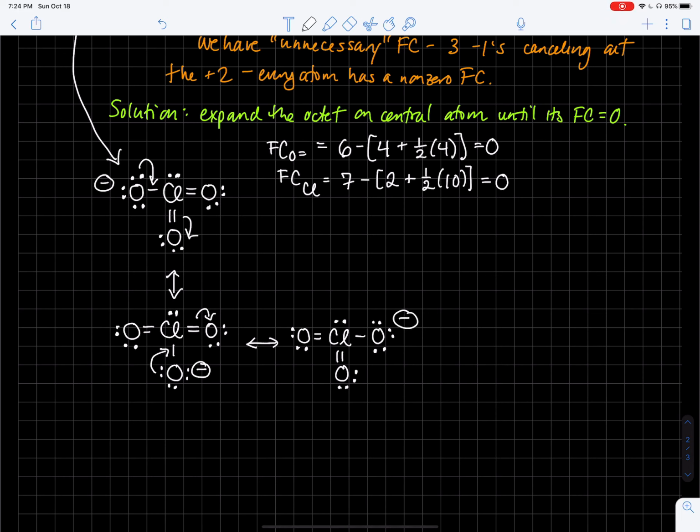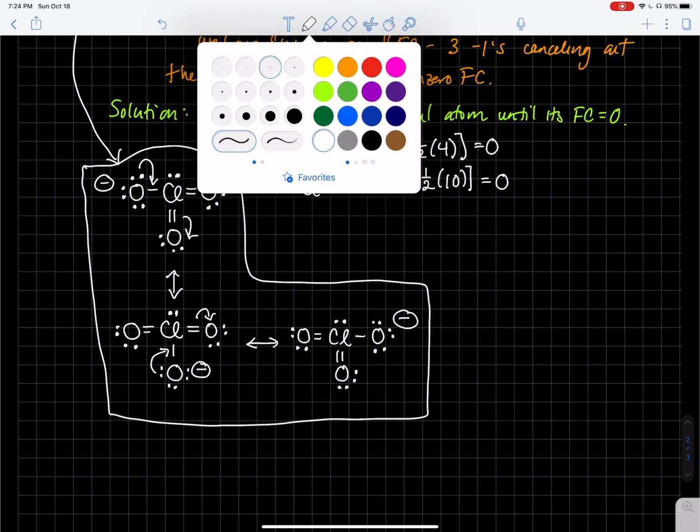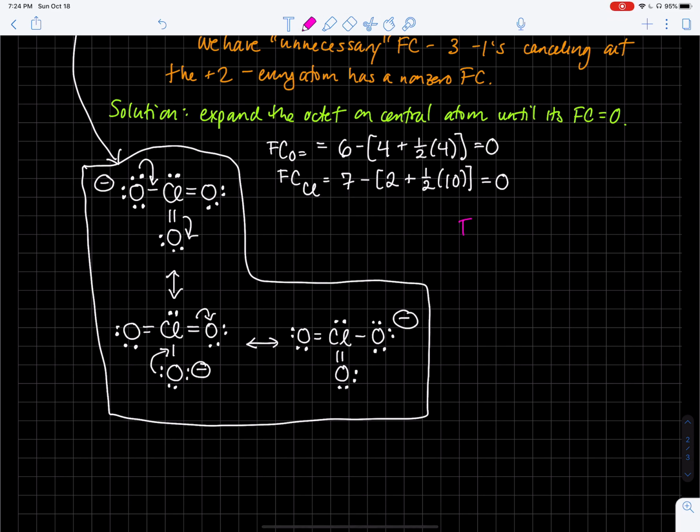With a negative charge. And so if I were showing this as my answer, I would make sure to box together these 3 resonance structures. Together they make up the best structure for chlorate. So a few final points on this particular structure. One, I just want to reiterate, is we expanded the octet until the formal charge of chlorine was 0.